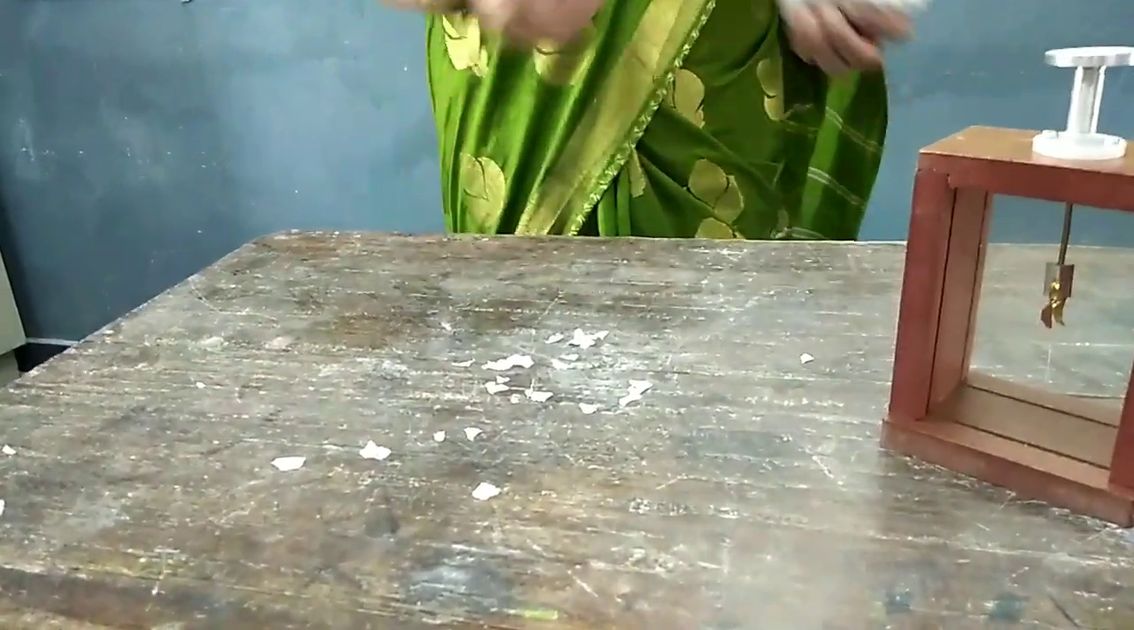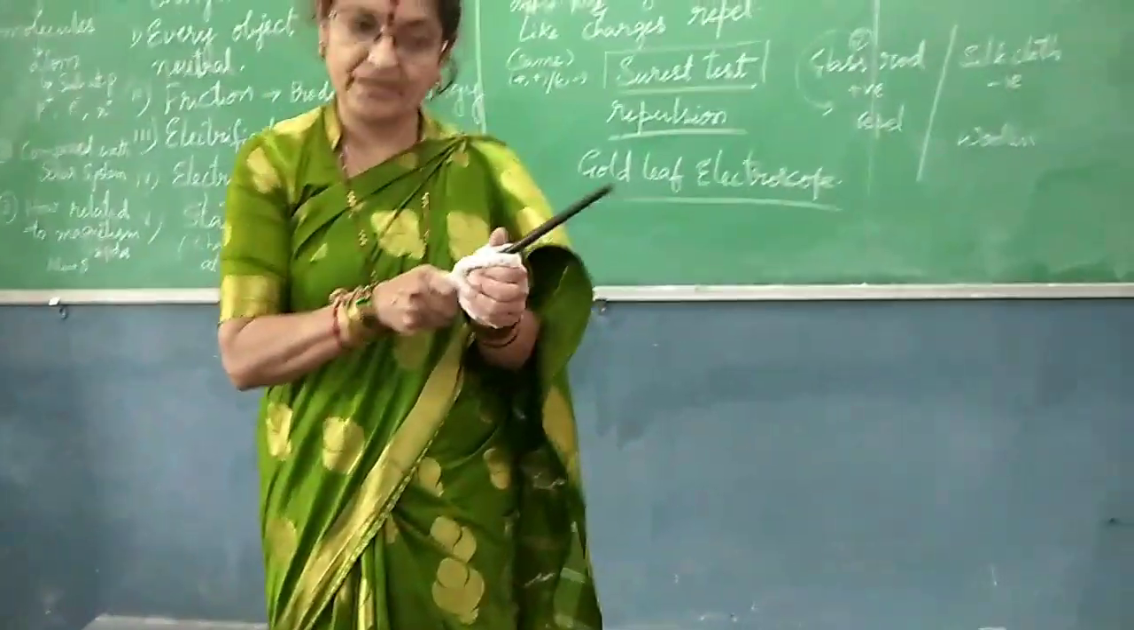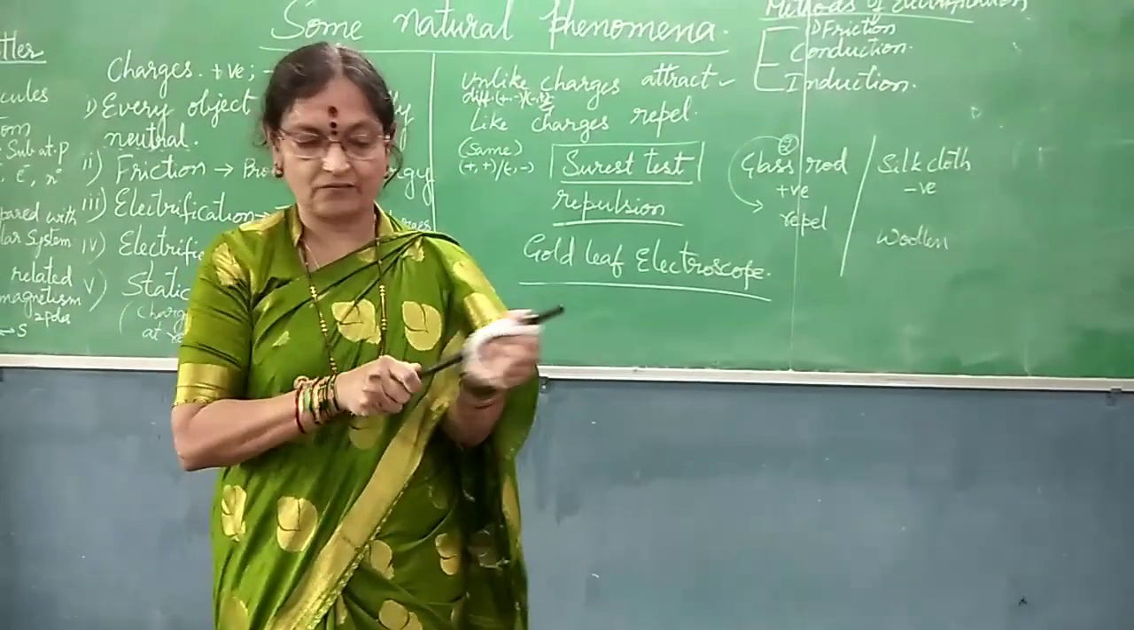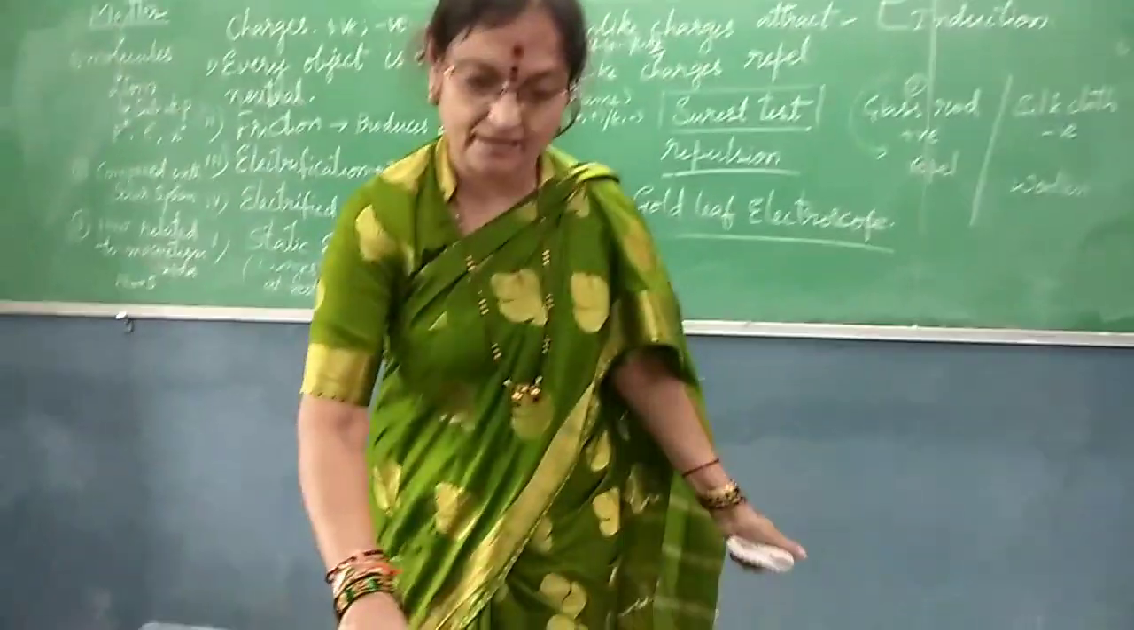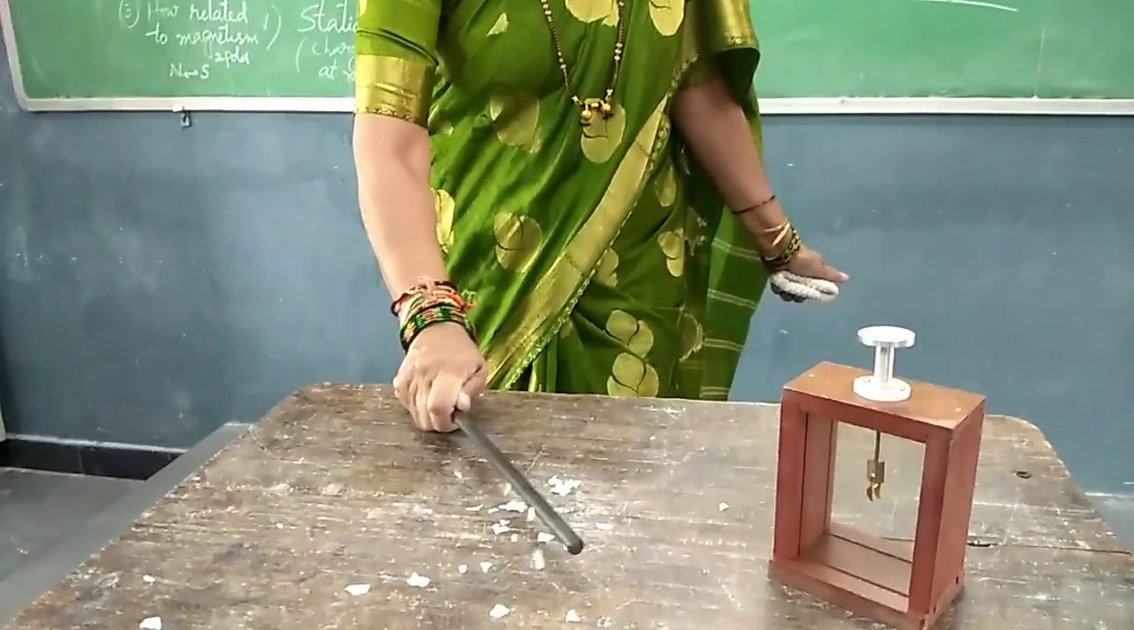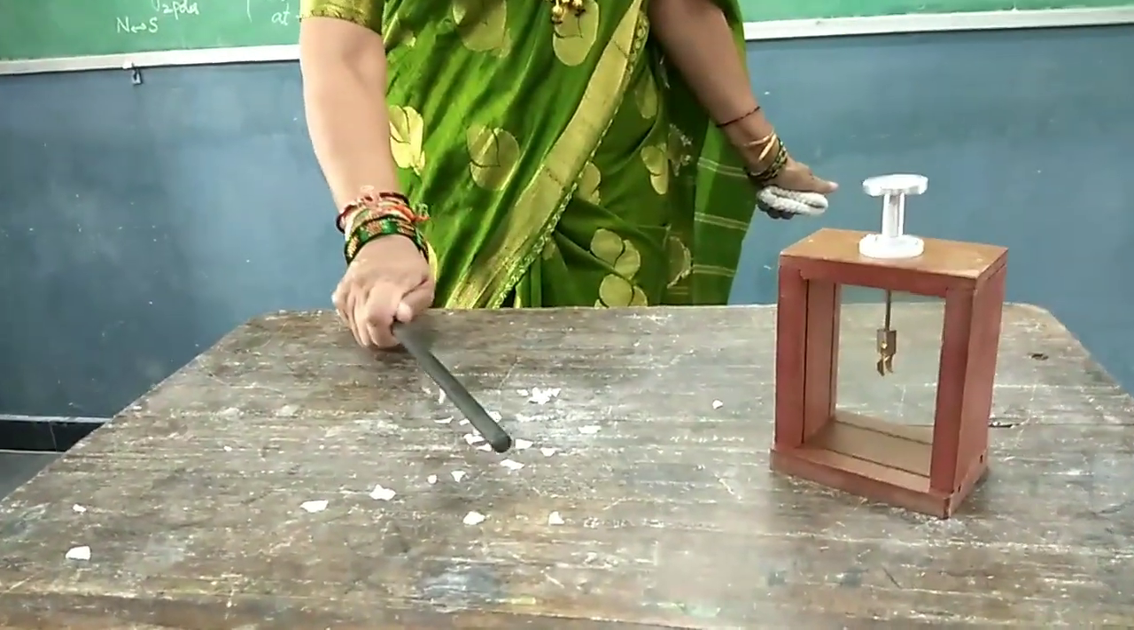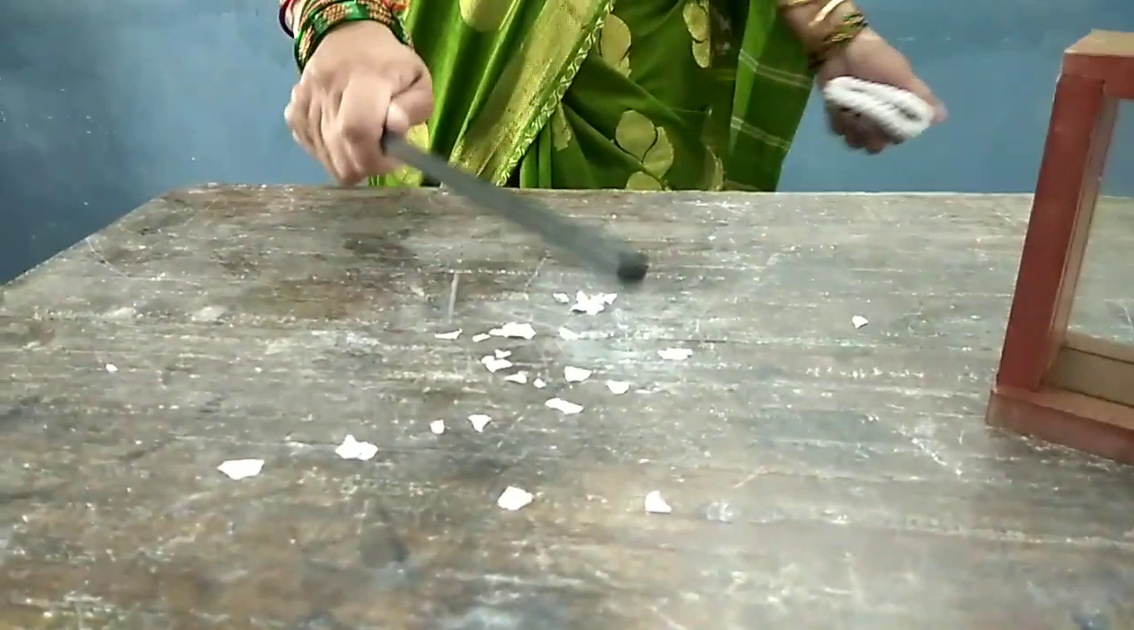Again I am repeating the experiment. Again I am rubbing the ebonite rod with the woolen cloth and placing it near them. See how they are flying and attracting. Have you observed? Is it clear, children? Yes.